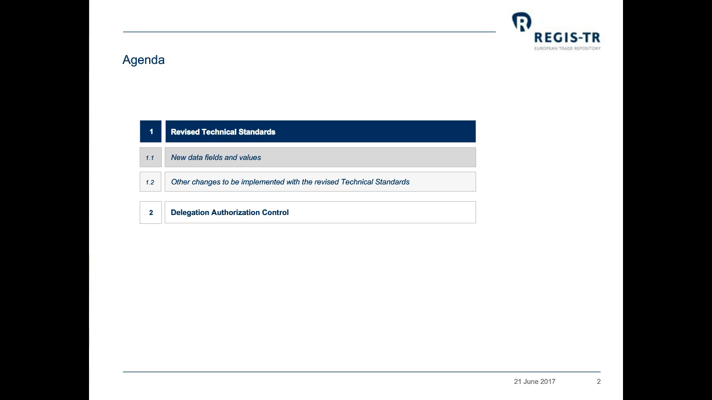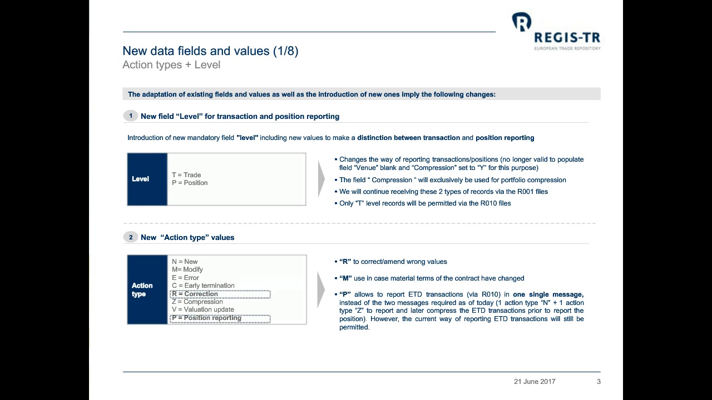So let's start and go to the first slide, slide number 3, with one of the main changes of this revised technical standards, which is the inclusion of the field level, which will be used to determine whether the record is a transaction or a position. As you know, at REGIS-TR right now, positions are differentiated from transactions because the field venue is left blank and the field compression is set to yes. Once the revised technical standards are implemented, participants shall use this field level set to P for this purpose. Both transactions and positions will continue to be received via the R001 as of now.